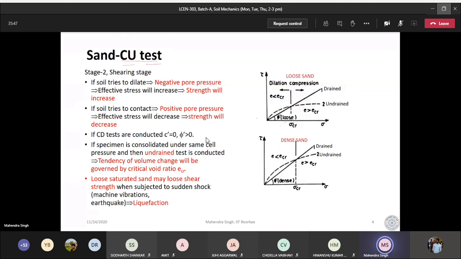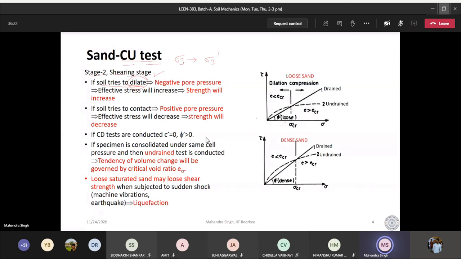Now you have consolidated the soil, and when you consolidate the soil, sigma 3 gets transferred into sigma 3 dash. And now you go to stage number 2, the shearing stage. And as I told you, the soil is either going to contract or it is going to dilate, unless it is having a critical void ratio. So if soil tries to dilate, let us say it is trying to expand in volume, so it is quite dense soil.